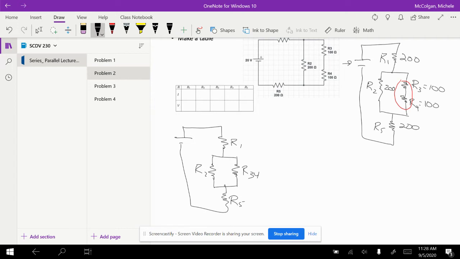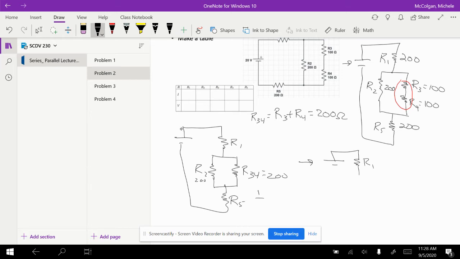Okay, and so if I combine R3 and 4 together, I'm going to have R3 plus R4, that's going to equal R3,4. I'm going to get 100 plus 100 is 200. So R3,4 is equal to 200. R2 is equal to 200. So when I combine those, this is my R1, I'm combining 200 plus 200.